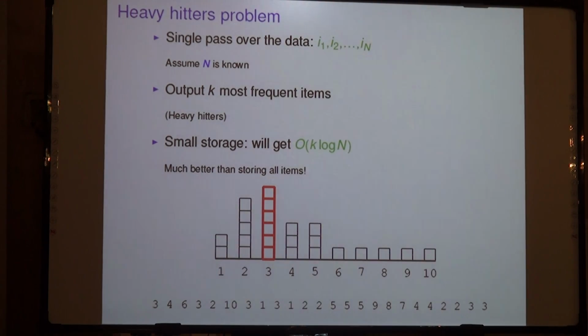Here you have k as a constant. Yeah, think of k as a constant. It can be whatever you like. Your space will increase with k. So if k is 1, then we'll run in space order log n. If k is larger, then the space will just scale linearly.